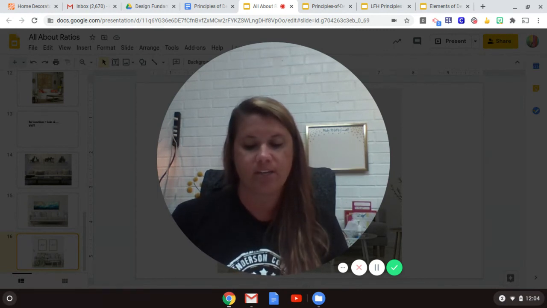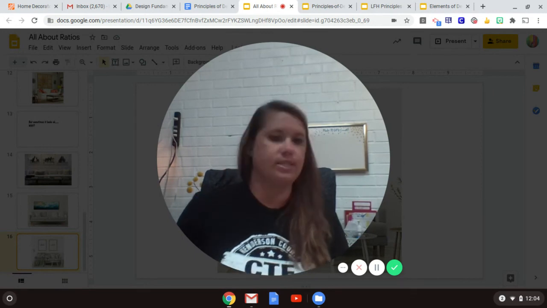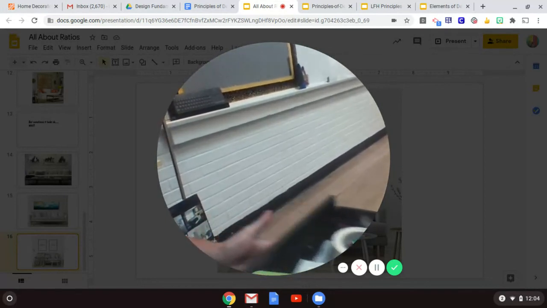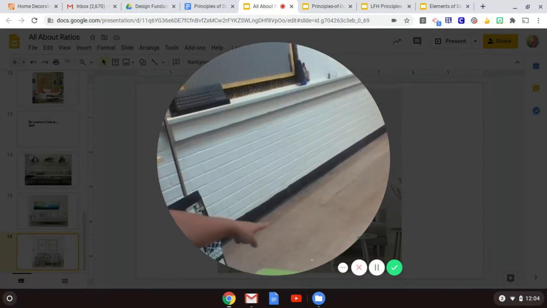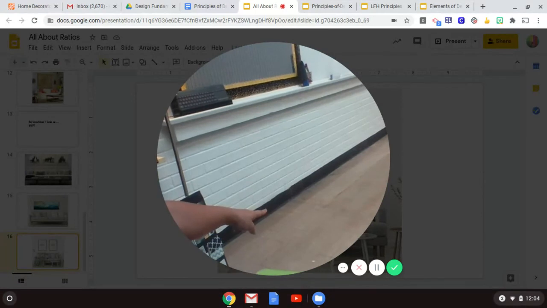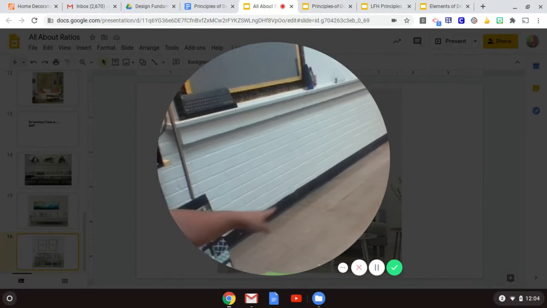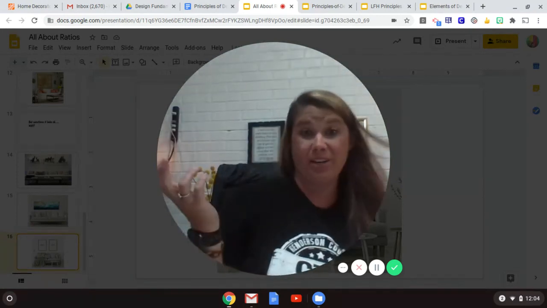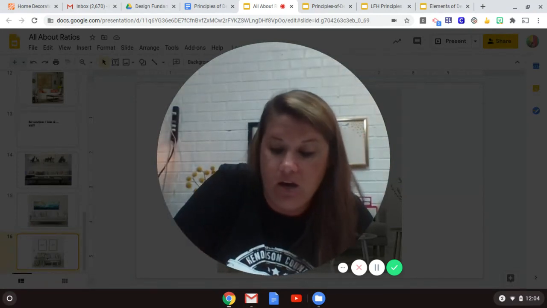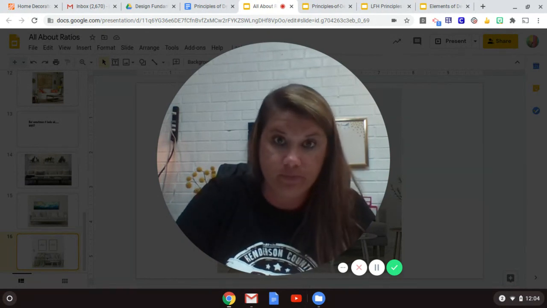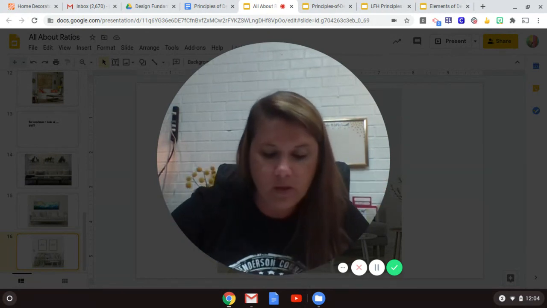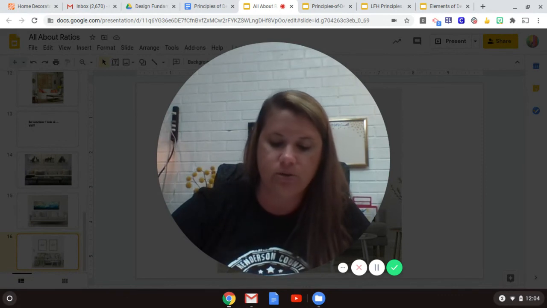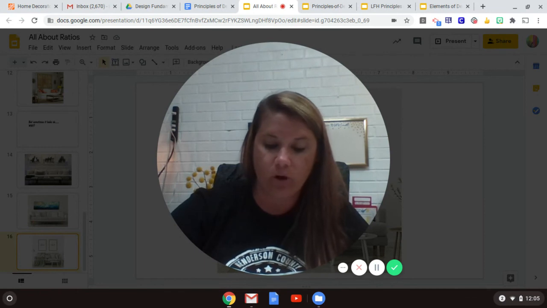Baseboards used in a room are an example of which type of line? A baseboard is that bottom line around the bottom of your room. So see this black piece of strip around the bottom of my wall? That's a baseboard. In your house, they're probably either white or wood. So what type of line is baseboard? Is it going to be vertical or horizontal? Horizontal.